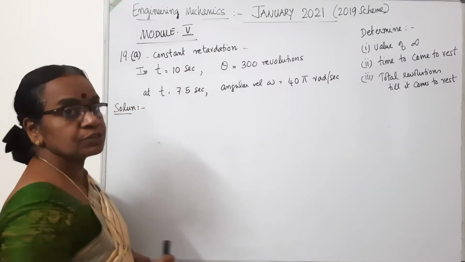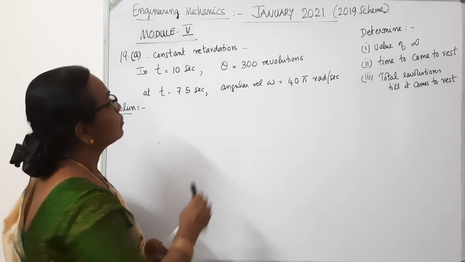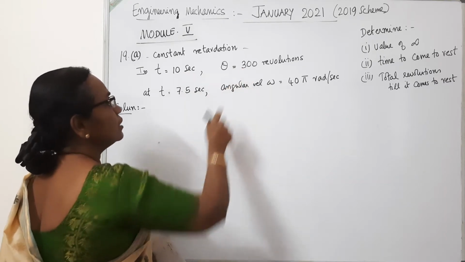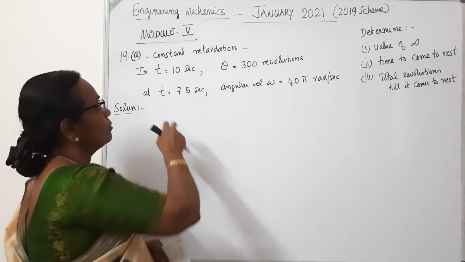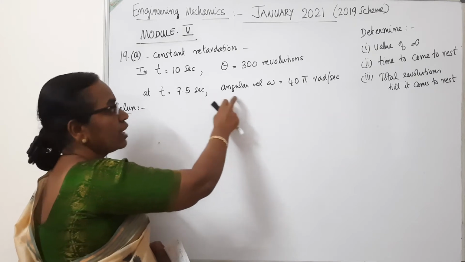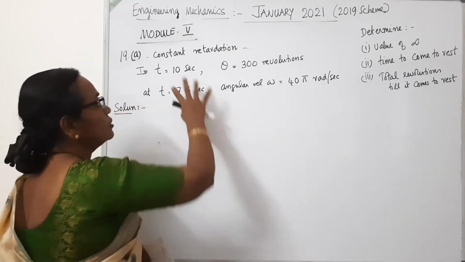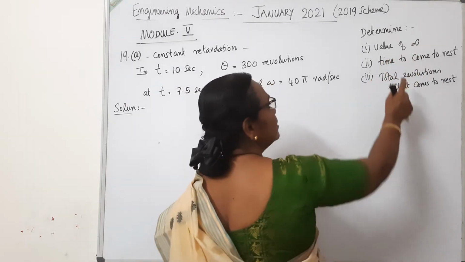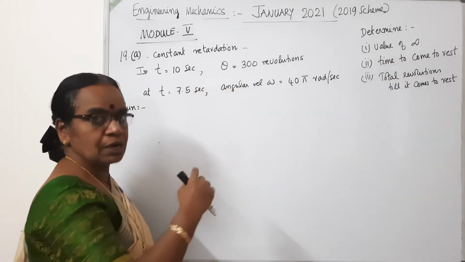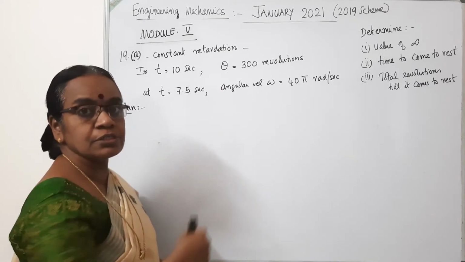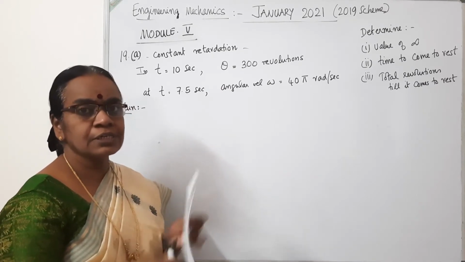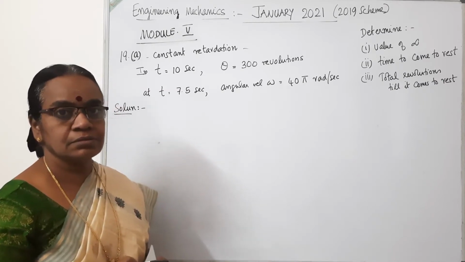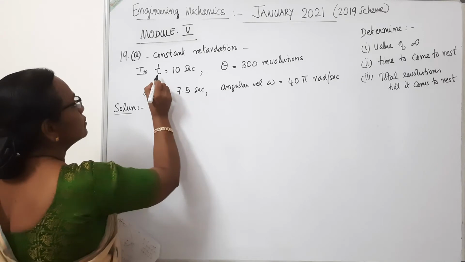So let us go through the question. A flywheel is rotating with constant retardation and we are given the data. In the first 10 seconds it made 300 revolutions, and when the time was 7.5 seconds its angular velocity was 40 pi radians per second. We are asked to find the value of retardation alpha, the time taken for the flywheel to come to rest, and the total revolutions made by it until it comes to rest. So it's a direct problem based on the constant acceleration formulas.